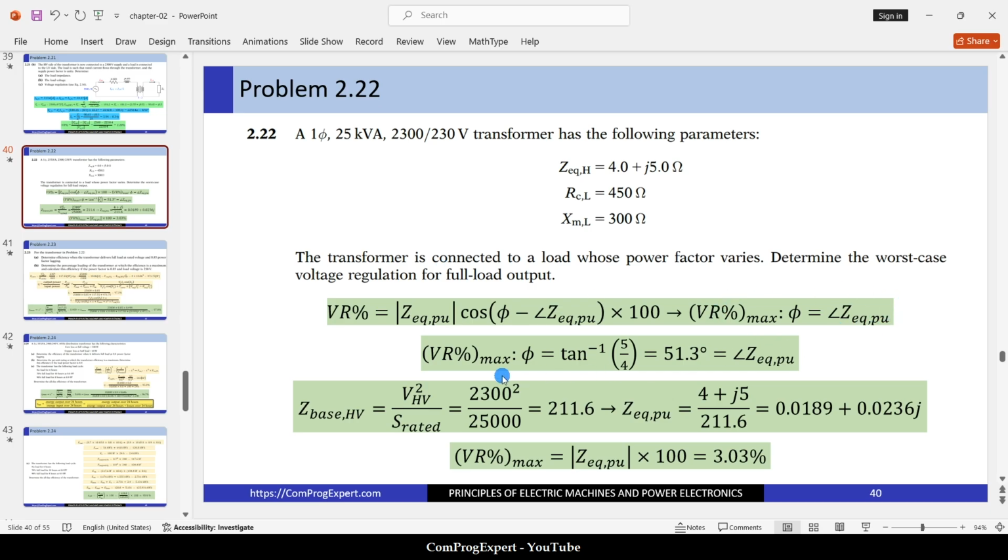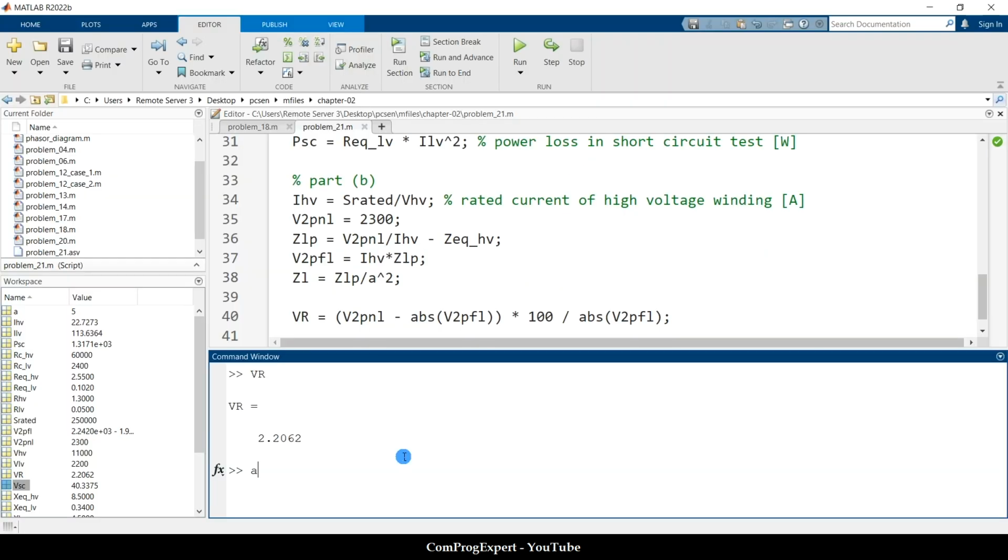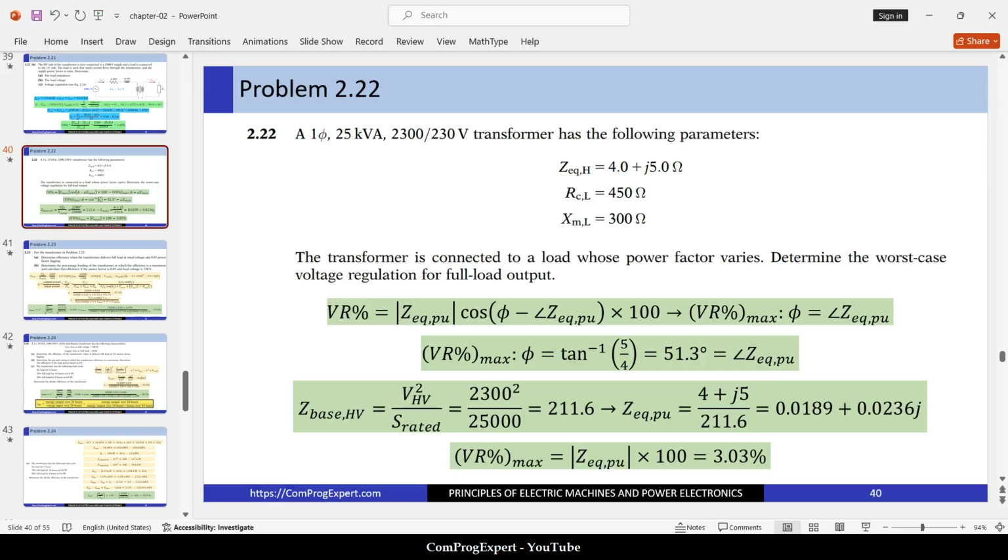So here we have the condition. We can replace the numbers. What is the phi angle? The angle of the Z equivalent is tangent inverse of 5 divided by 4. Let's check. A tan of 5 divided by 4 times 180 divided by pi, 51.34, this number.